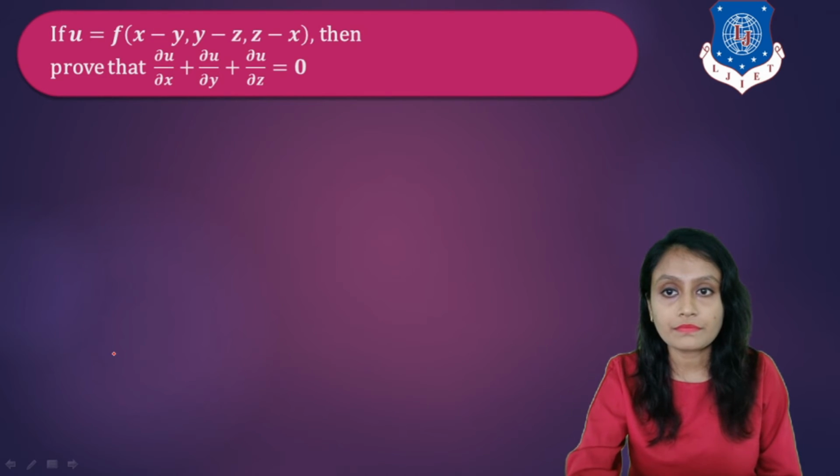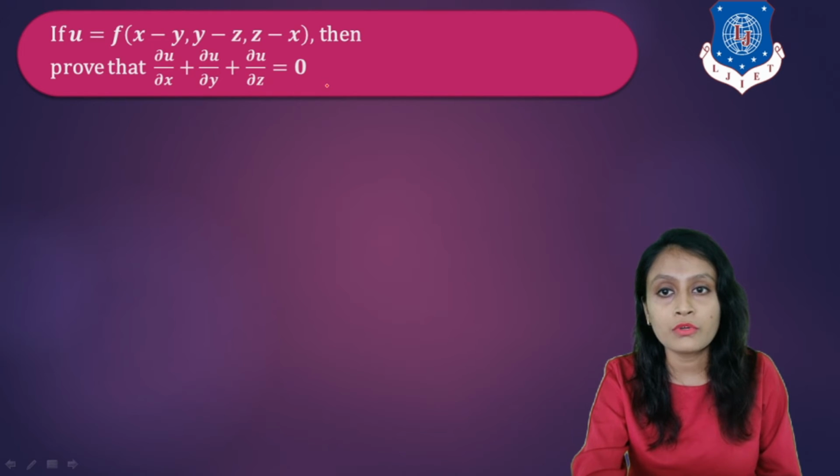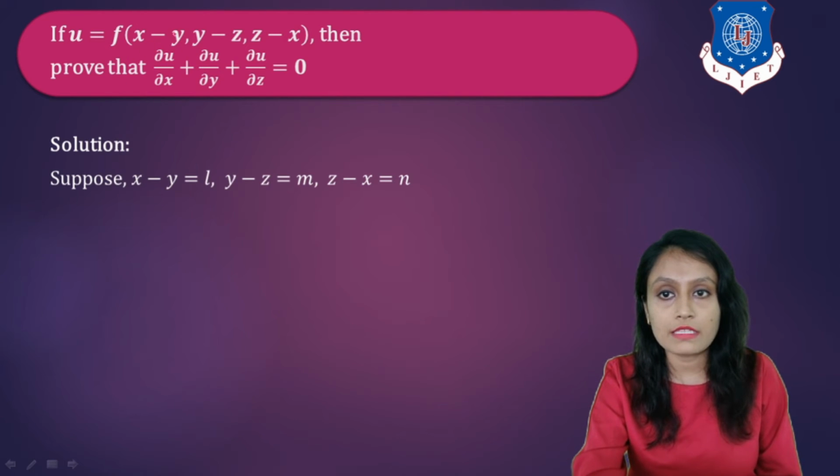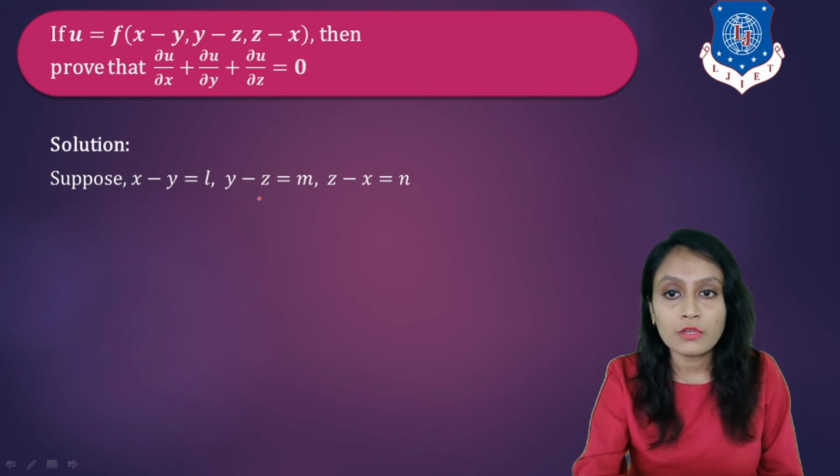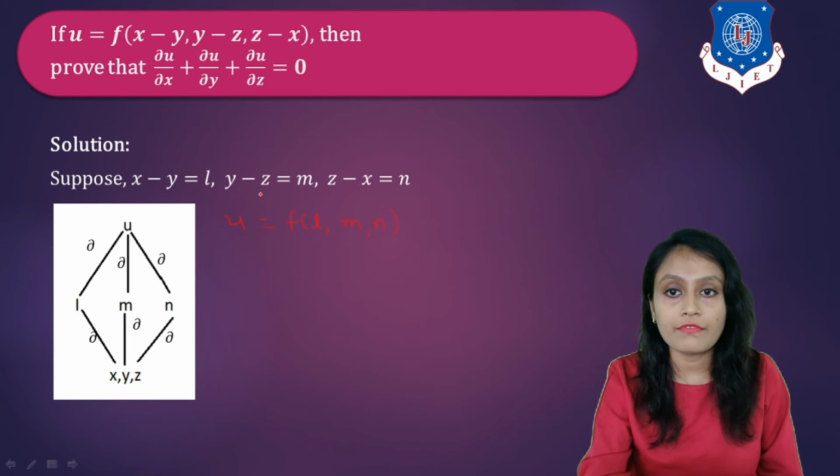Okay, next one. If u is equal to f of x minus y, y minus z, z minus x, then prove that del u by del x plus del u by del y plus del u by del z is equal to 0. We have to prove this. So for that, what we will do, we will suppose this x minus y as l, y minus z as m, and z minus x as n. Okay, so now here you will get u as a function of l, m, and n. And now we know l is a function of x, y, m is a function of y, z, and n is a function of z, x. Okay, so we will draw a tree diagram in this way.